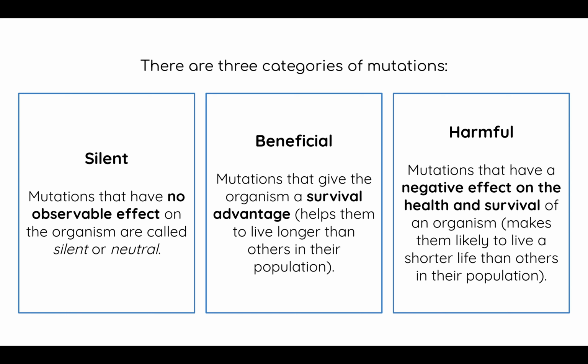All you need to know for now is that there are 3 different types of mutations. There are silent mutations that have no observable effect. So they are called either silent or neutral. There are beneficial mutations that give the organism a survival advantage. So that means that it helps them live longer than other individuals in the population. Or there are harmful mutations. Those are the ones that have a negative effect on health and survival, i.e. it makes them live a shorter life than others in the population.